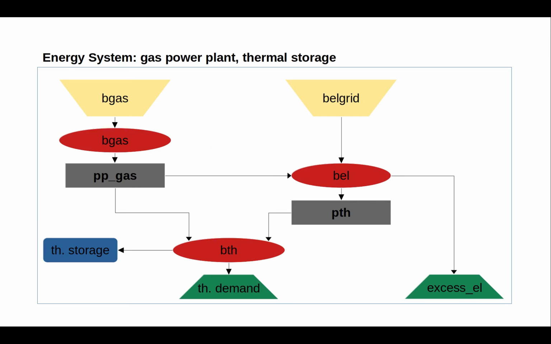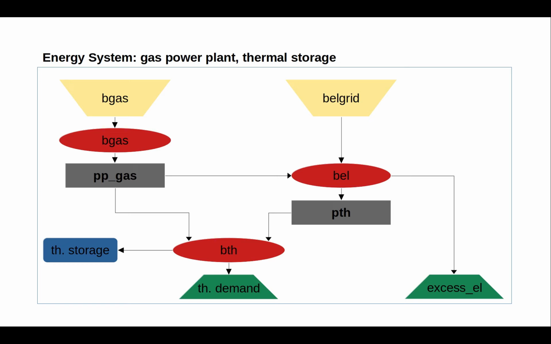This is the energy system we are going to talk about today. It consists of two sources, a gas source as well as an electricity grid source. If we go to the top left corner, we start from the gas source, we go to the gas bus, we then go to the power plant for the gas. This power plant produces electricity and thermal energy. This thermal energy is then stored in a thermal storage system, and it then is used to fulfill the thermal demand, so the heating demand, for example, of a city.